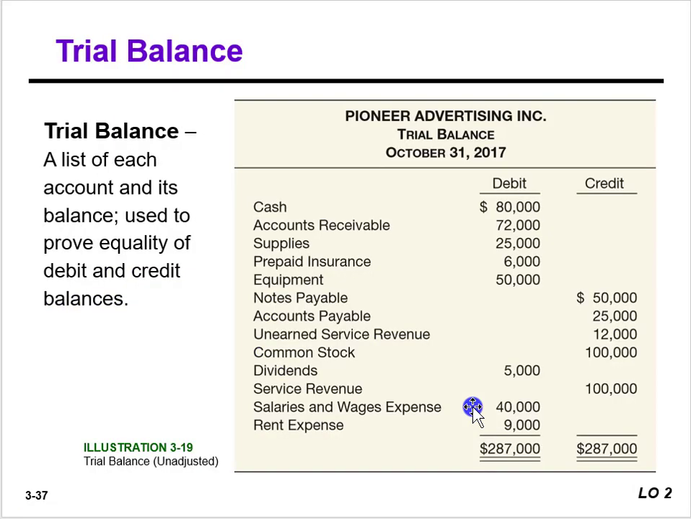And so now the trial balance, a list of each account and its balance, is used to provide equality of debit and credit balances. So this is an unadjusted trial balance, and you have your debits and your credits. And so this comes after the posting. Here are your asset accounts, your liability accounts, owner's equity, revenue, and expense accounts. And you notice that there's a total of $287,000 for debits and $287,000 for credits. Everything balances.